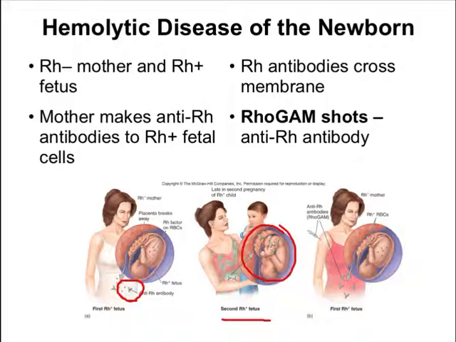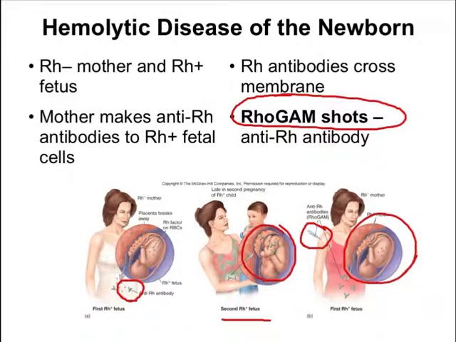This is why we have RhoGAM shots. RhoGAM is an anti-Rh antibody. So for any mother that's had a previous delivery of an Rh positive or an unknown miscarriage, then she'll be given RhoGAM shots prior to birth so that she can receive this anti-Rh antibody that picks up all the Rh antibodies so that they no longer are capable of attacking the fetus and the pregnancy can go on without incident.